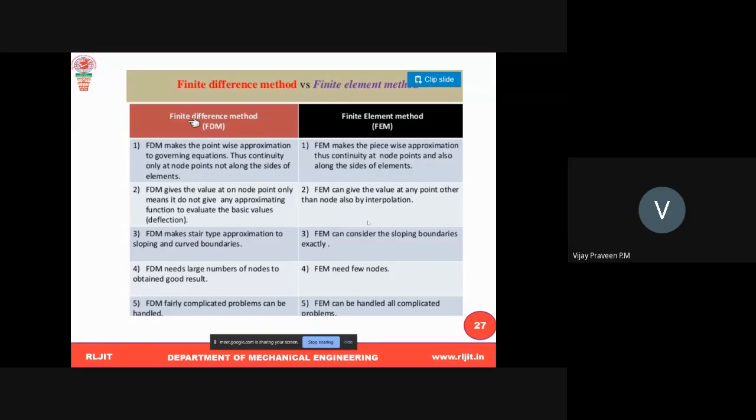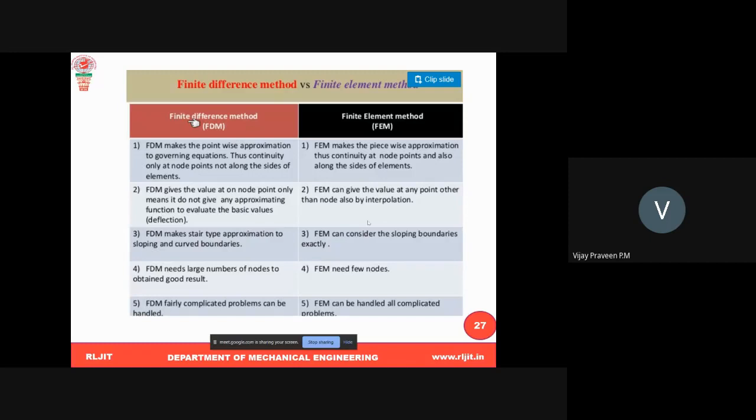FDM and FEM. Please listen carefully. FDM makes point-wise approximation to the governing equation, thus continuity only at node points, not along the sides of elements. Whereas FEM makes piecewise approximation, and thus continuity at the node points and also along the sides of the elements.